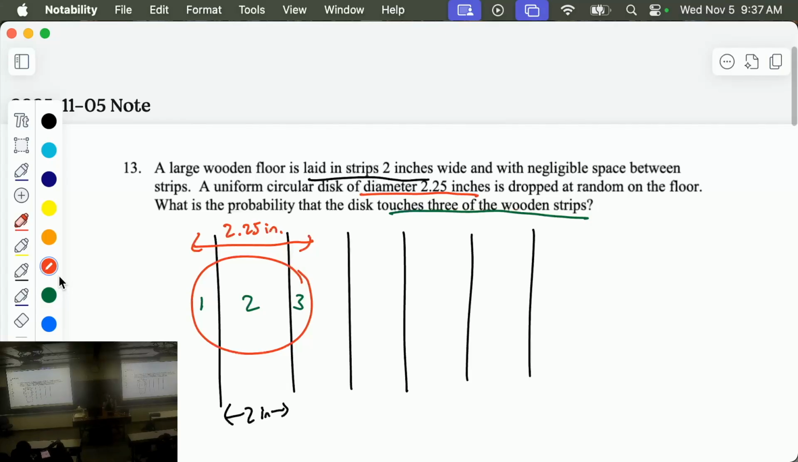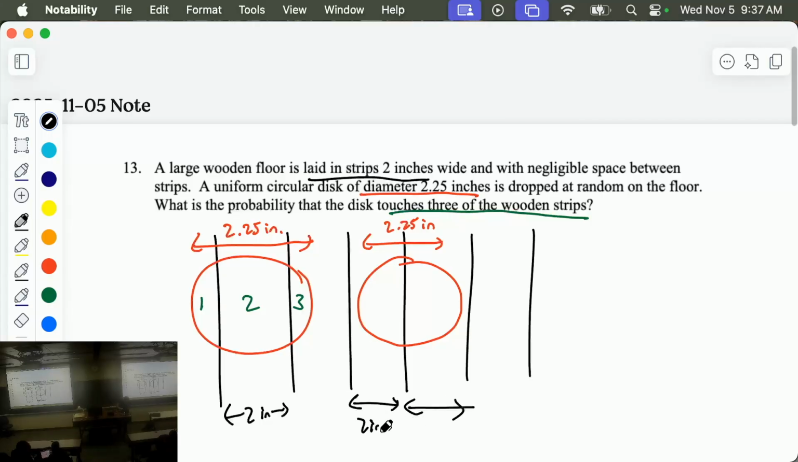Let's see. Is there a way it could go? I guess something like this. Right? And then this would be 2.25 inches out of this, right? This is 2 inches plus 2 inches. So that fits, no problem. Okay, so now it's touching 1, 2. So the question is, is it going to end up like this, or is it going to end up like that? And what's the probability of either?